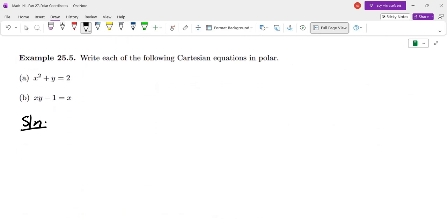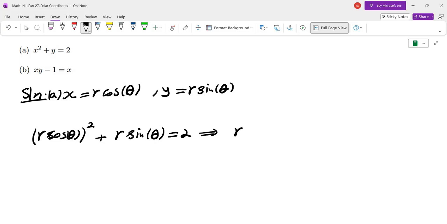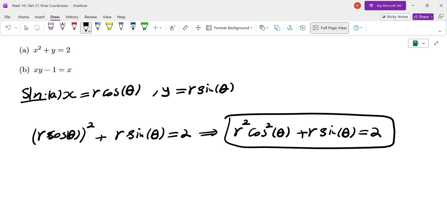Write each of the following Cartesian equations in polar. What we need to do is to replace x by r cosine of theta and y by r sine of theta. And this is actually pretty straightforward. So we get r cosine of theta, all of that squared, because that's x squared, plus r sine of theta, that's y, equals 2. And then we're going to simplify to r squared cosine squared of theta plus r sine of theta equals 2. And that is the answer to this problem.